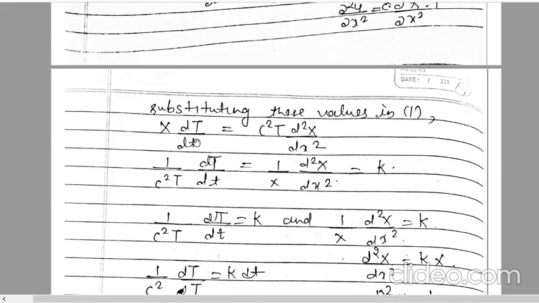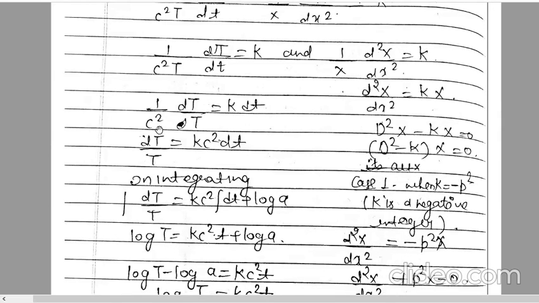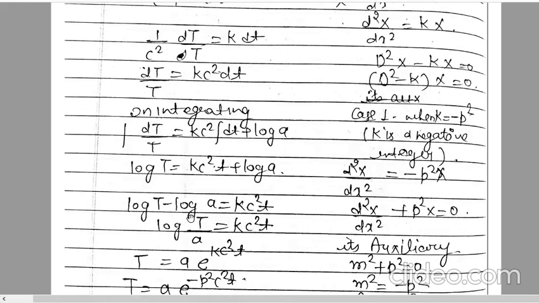Right, now taking the first and third terms: 1/(c²T) dT/dt is equal to k, and 1/X d²X/dx² is equal to k. This is our separation method. So just apply here: 1/c² dT/T is equal to k dt. Integrating on both sides, dT/T gives log T equals kc²t plus log a. So log T minus log a is equal to kc²t.